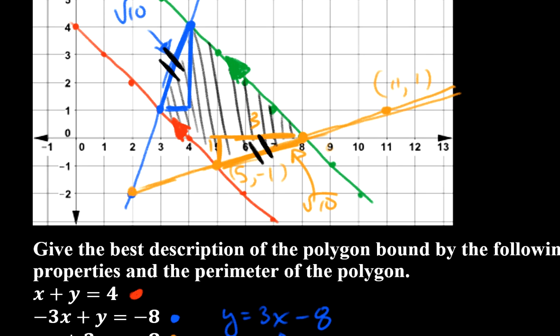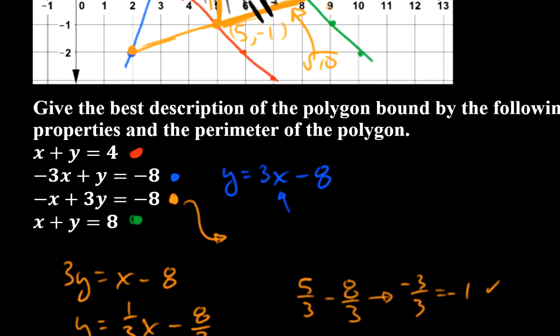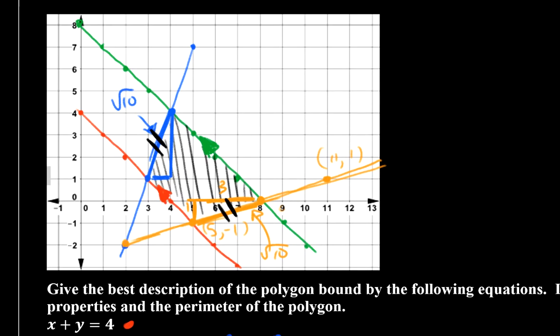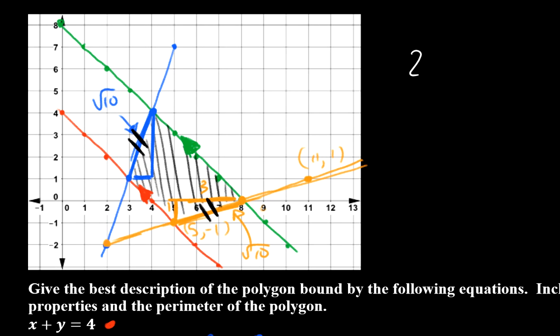I guess that's about it. The other thing that I need to find out is what's the perimeter. So I know that I've got a root 10 and a root 10. So part of my perimeter is going to be 2 times the square root of 10. Those are the two sides on the left and the right. But I need to calculate the other pieces.